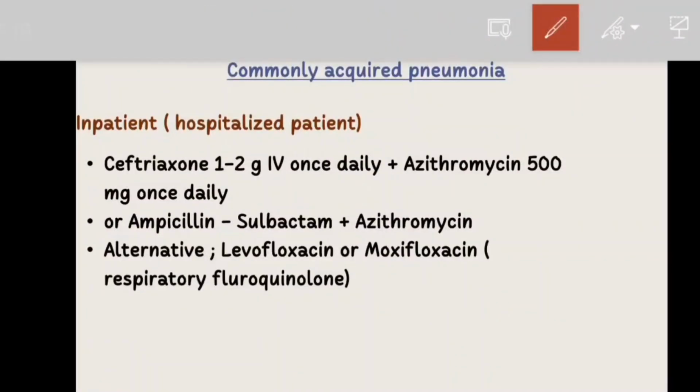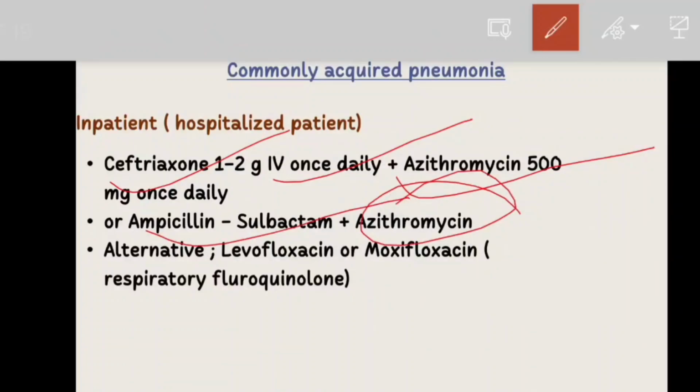Now imagine another patient. He has difficulty breathing. Here the CURB-65 score is 2. Should he go home? No, he should be admitted to the hospital. The inpatient treatment includes ceftriaxone, 1 to 2 grams intravenous once daily, plus azithromycin, 500 milligrams once daily. Or you can give ampicillin with sulbactam plus azithromycin, or alternatively levofloxacin or moxifloxacin as a respiratory fluoroquinolone.